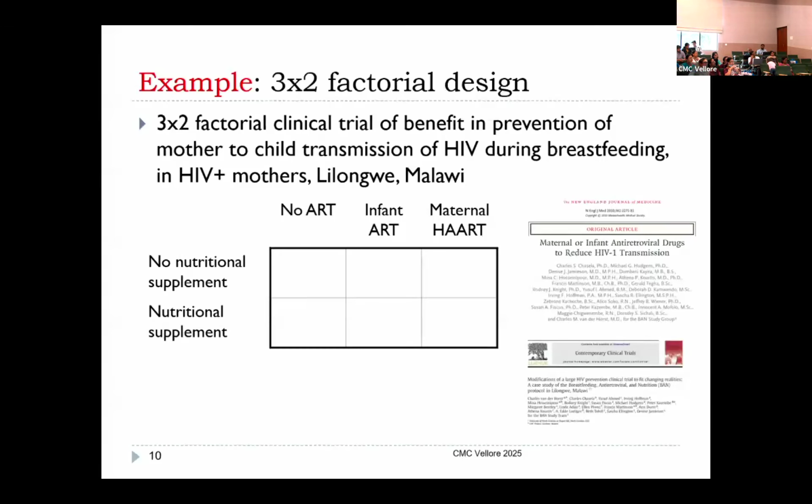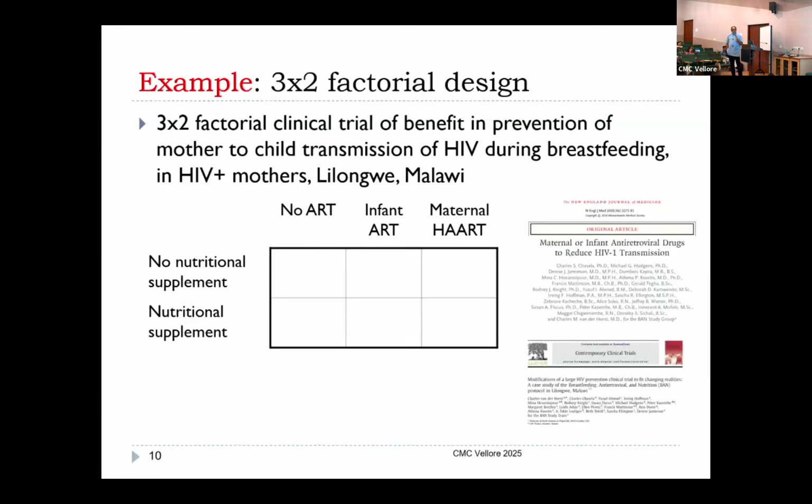But after delivery, in the year 2000, it was not known yet whether, after the baby is born and the mother is breastfeeding, you should continue to give antiretrovirals to the mother. Or should you give antiretrovirals to the baby while the mother is breastfeeding? Or you don't do anything, because the standard of care was to do nothing. So the one factor they wanted to look at was no ART, infant ART, or maternal antiretroviral.